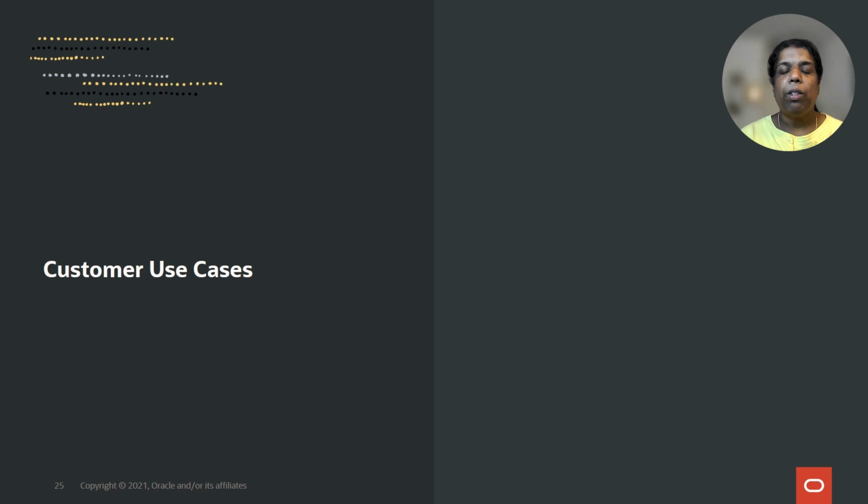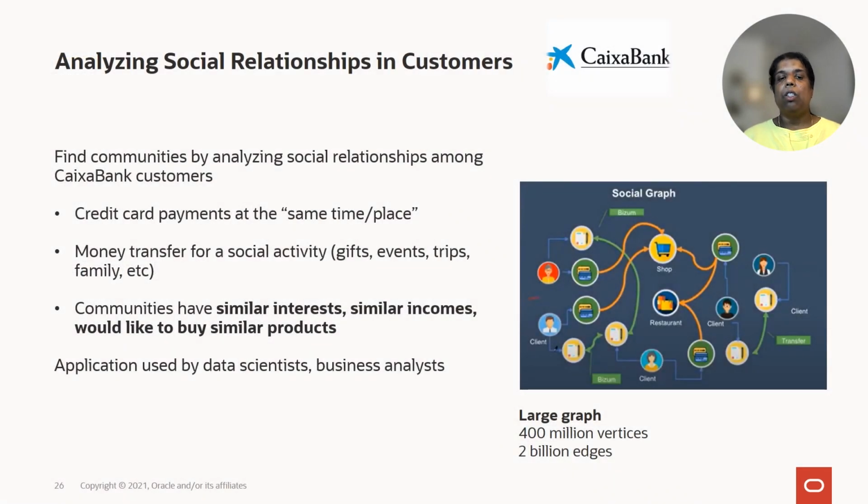So let me move on to some customer use cases. Kesha Bank has one of the largest graph sizes when it comes to property graphs. It's using a graph to model customer behavioral patterns. They identify where customers use their credit cards. For example, if two people use their credit card at the same place within seconds of each other, it might mean that these two customers had lunch together. So that's a relationship between two customers.